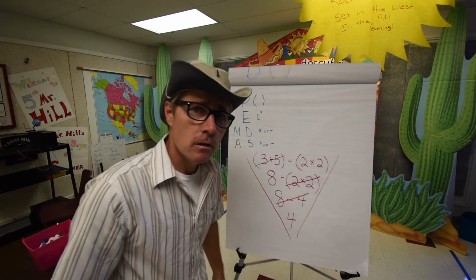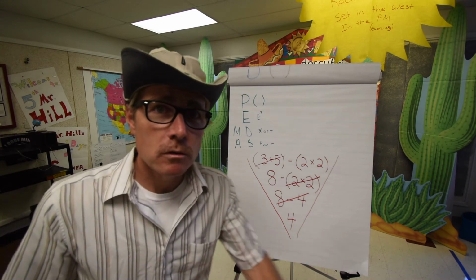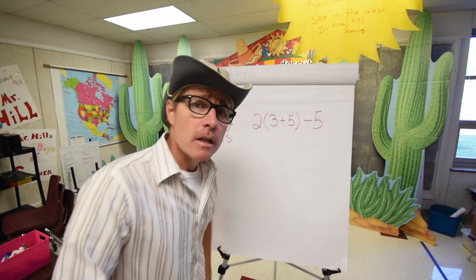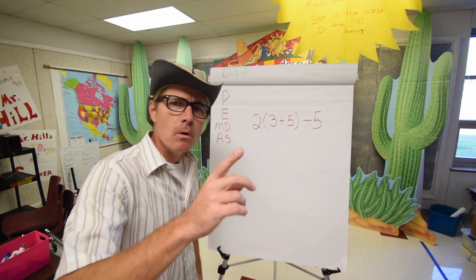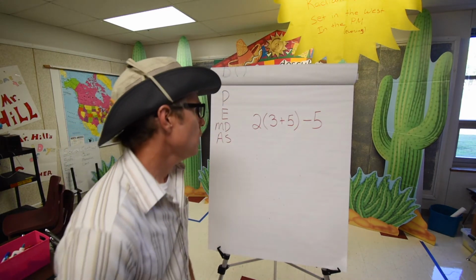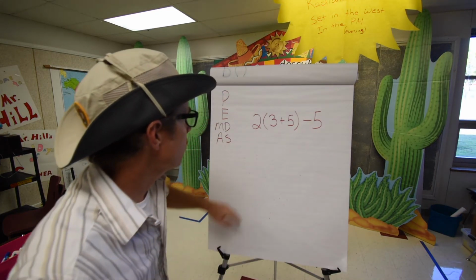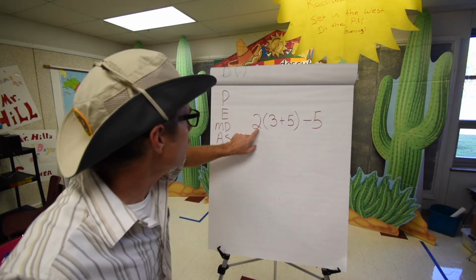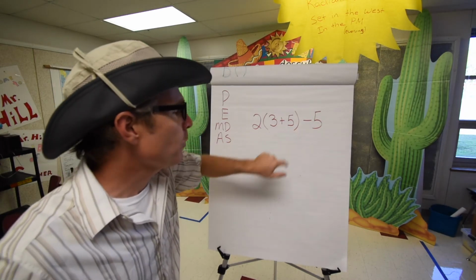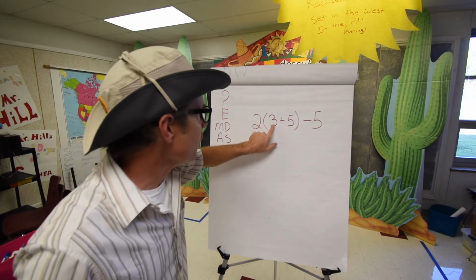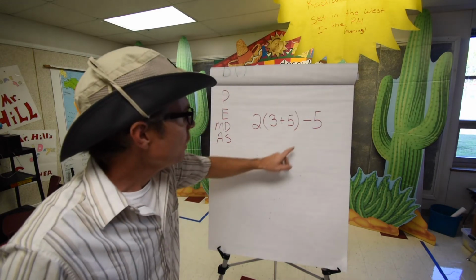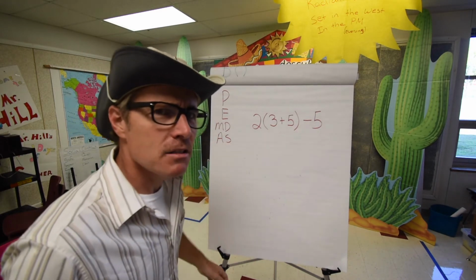Let's take another look at one of these problems. Now, before I leave y'all today, we're going to take a look at one more of these PEMDAS problems. I got it written up here on the old board, and we got 2. And we got a set of parentheses, and inside that set of parentheses, we got a 3 plus 5. And after that, we got a minus 5.